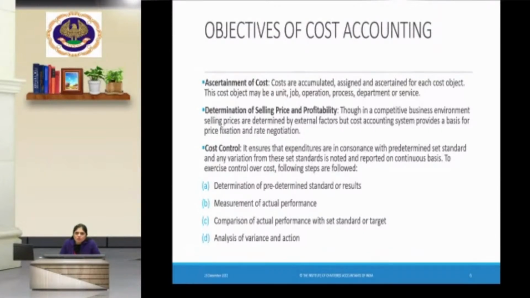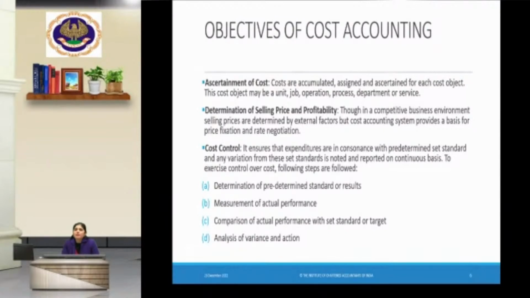Cost control. Cost control ensures that expenditure are in consonance. Consonance means they're in alignment with predetermined set standard. See, for every cost segment, we have a predetermined set standard. So if you are calculating the material cost, this material cost cannot be more than 5,000. So we have a set predetermined factor that this is the standard for the material cost.